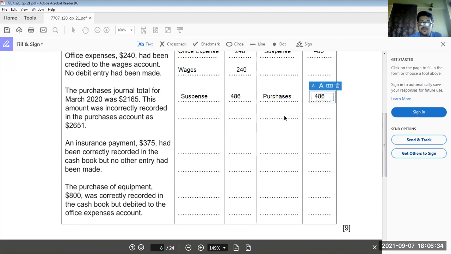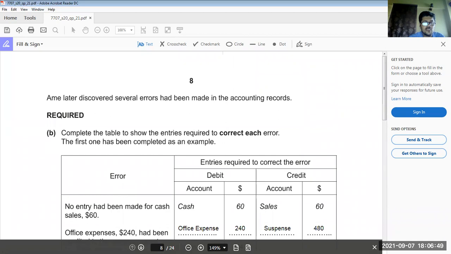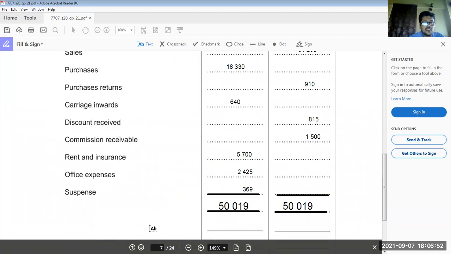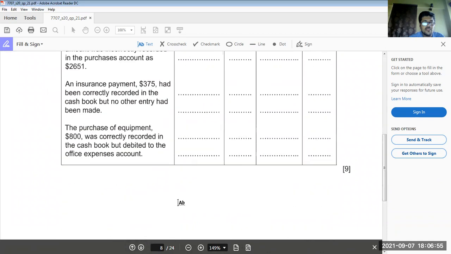Done. Insurance payment is correctly recorded in the cash book, but no entry has been made in the ledger. What did we forget? We forgot to debit insurance. So we have to debit rent and insurance 375, and credit suspense.